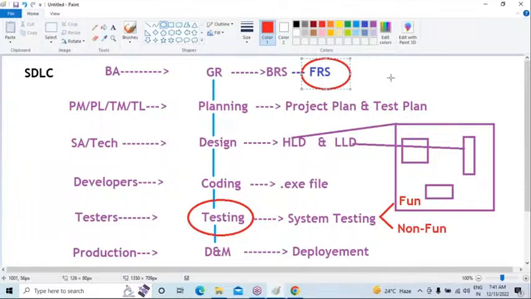Based on the design, the application is developed or built, and we need to test whether it meets the customer requirements or not. So we need to understand it. This is about the SDLC, the development life cycle: how the application is developed in real time, who the people are, and what the roles and responsibilities are.